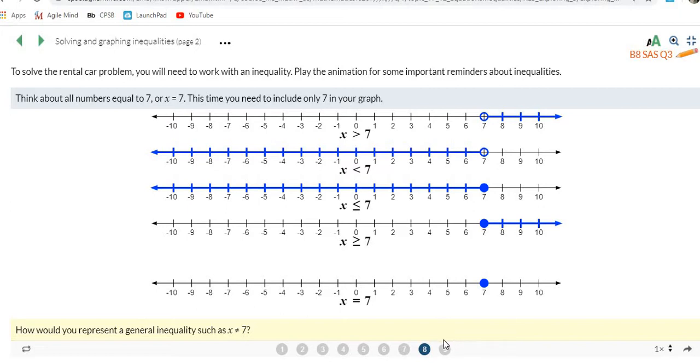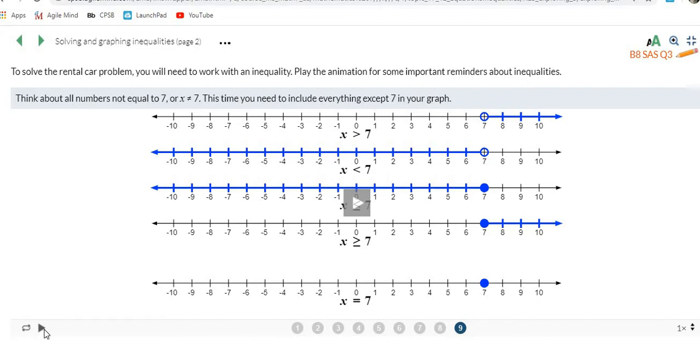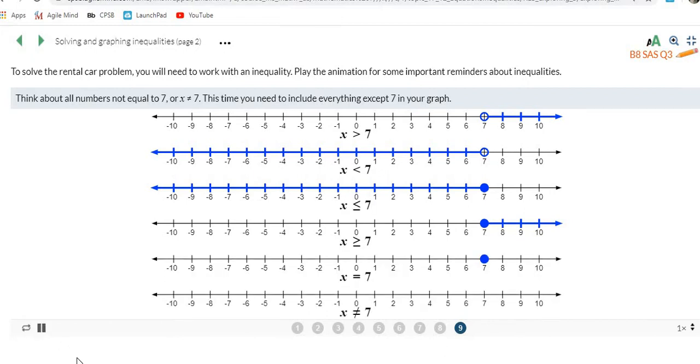Shaded on both sides, but what should I do to the 7? Unshaded circle. Open circle, because it would be a hole, and it makes a funny looking graph. So there's a hole in the graph, and both sides are shaded. Anything but this little guy here makes that equation work.